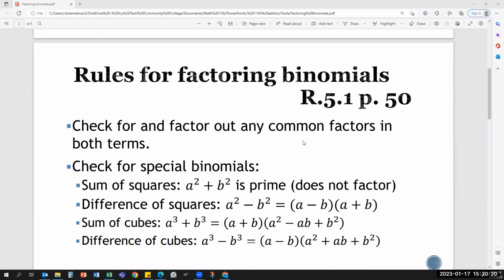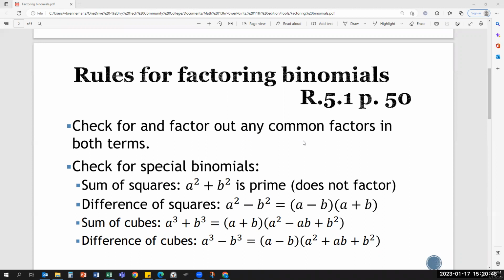So if you have a square plus another square, that does not factor unless there happens to be a common constant factor. They can be factored out, would be all that could be done with that. But a difference of squares, a square minus another square, so a squared minus b squared, splits up into those two binomial factors: the first thing that's being squared minus the second thing being squared, and the first thing plus the second thing.